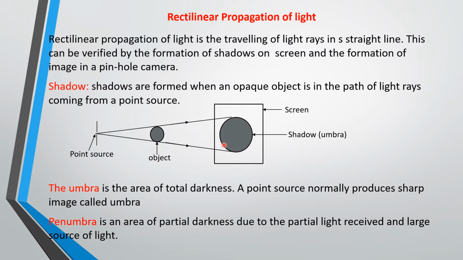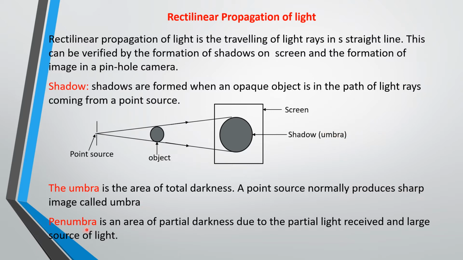And when you look at this shadow, this is a whole shadow, and because the shadow is whole, it is called umbra. Umbra is total darkness. Area of total darkness is known as umbra. And for you to have an umbra, the source of light must be a point source of light. So the umbra is the area of total darkness. A point source normally produces sharp image called umbra, and that is exactly what I have said now.